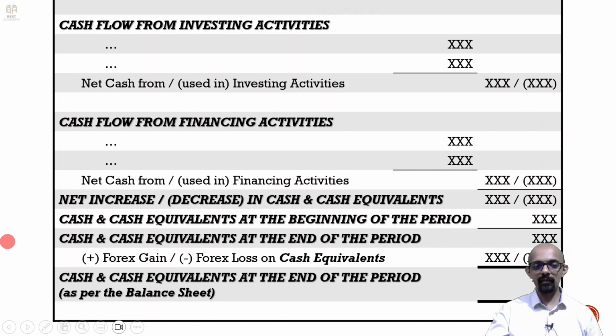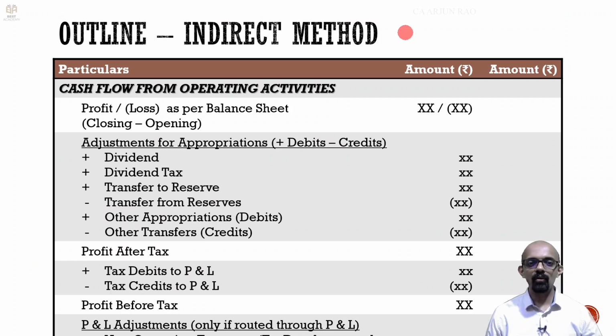The cash flow statement actually ends here, cash and cash equivalents at the end of the period. Then we adjust forex gain or loss, and then we get cash and cash equivalents at the end as per balance sheet. There is a separate YouTube video on forex adjustment. You may please go through that video. Next, let us go through the format of the indirect method. Again, this is an outline.